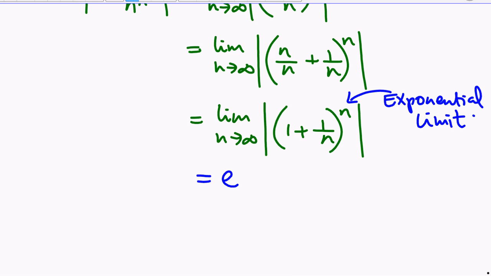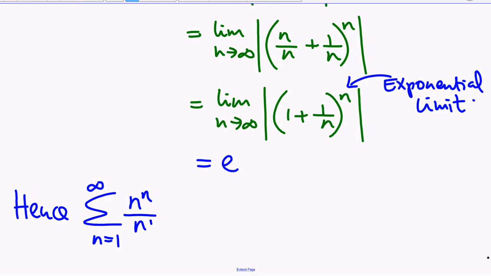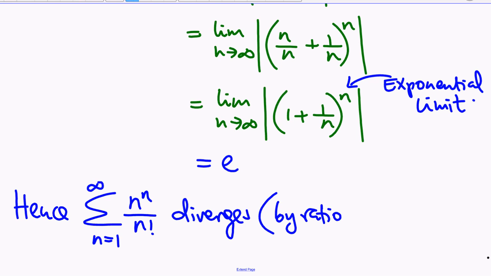Now, e is greater than 1, which means we can go ahead and say, hence, this series diverges by ratio test. Okay, it diverges by ratio test because the limit of the absolute value of S sub n plus 1 over S sub n is greater than 1. All right.